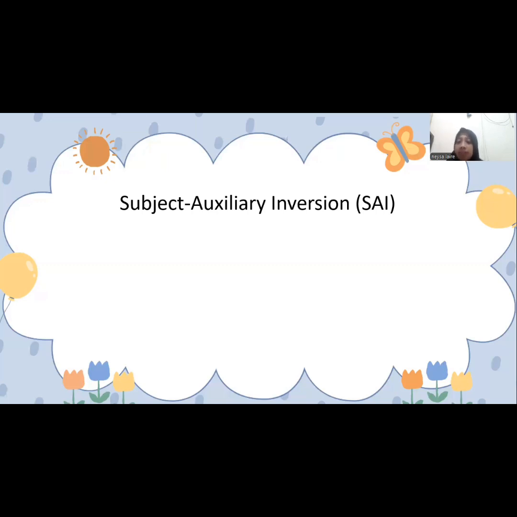Conditional without if: modal or past auxiliary plus subject plus verb. Example: should you need help, let me know. Agreement: so or neither plus auxiliary plus subject. Example: so do I, neither did she. Comparative inversion: comparative adjective plus verb plus subject. Example: better was the second movie.